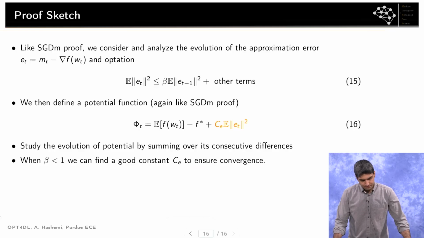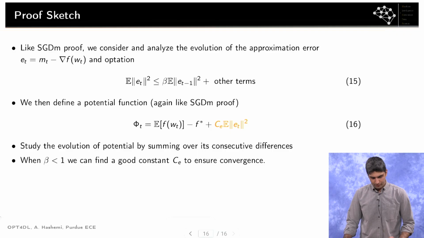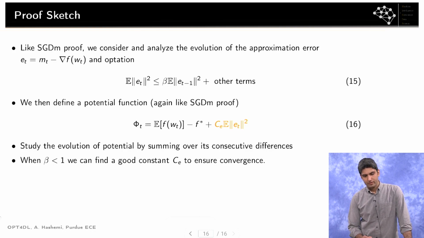All right, so I'm not going to go over the proof of this theorem. It's not involved, but it's something we can absolutely handle using the techniques we developed in the course so far. But let's talk about the main ideas. The main idea is actually very similar to the proof of SGD with momentum. Again, we're going to analyze the evolution of our estimation error or approximation error, which was the difference between momentum and the true gradient.